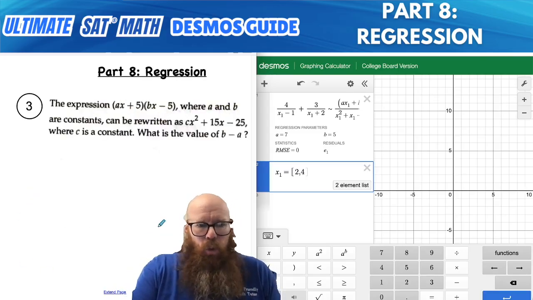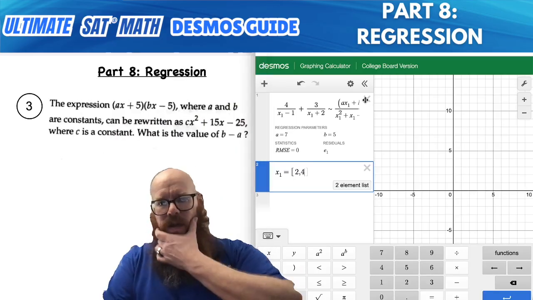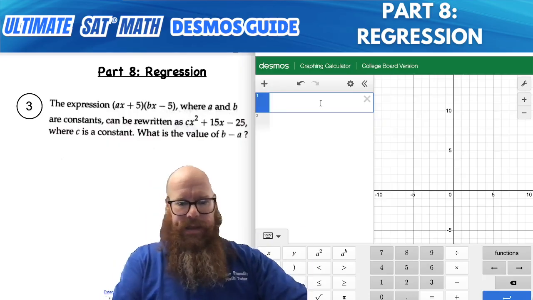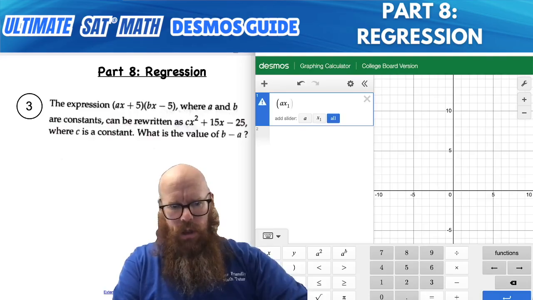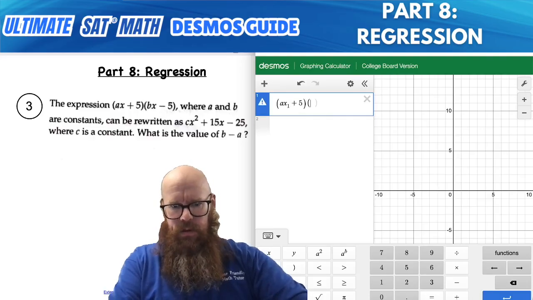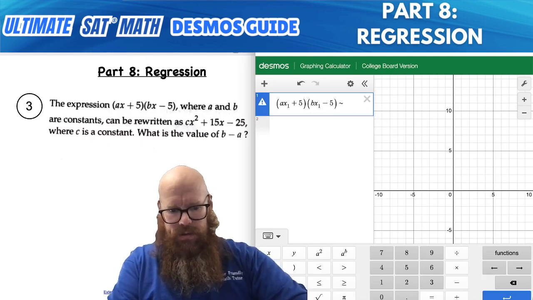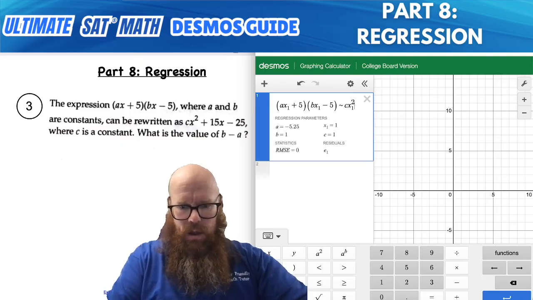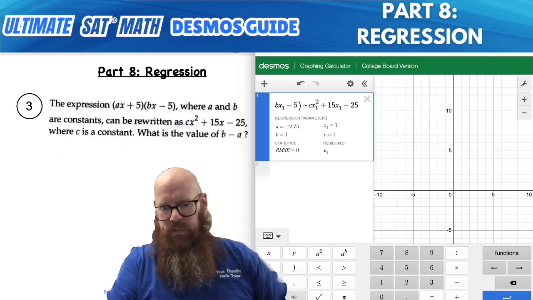All right, let's do one more problem, I believe. Nope, we got 2 more problems. So we are going to, again, just write it in as ax1 plus 5 times bx1 minus 5, tilde, cx1 squared plus 15x1 minus 25.